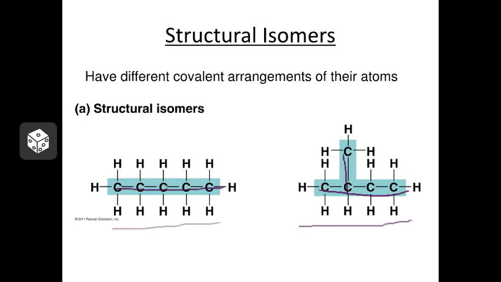Now, think about this for a minute. What is the chemical formula for this molecule, or for both of these molecules? Well, it's going to be C5, H1, 2, 3, 4, 5, 6, 7, 8, 9, 10, 11, 12, C5H12. You could call both of these molecules C5H12, even though they have different structures. Now, because they have different structures, they are going to behave differently inside living systems.